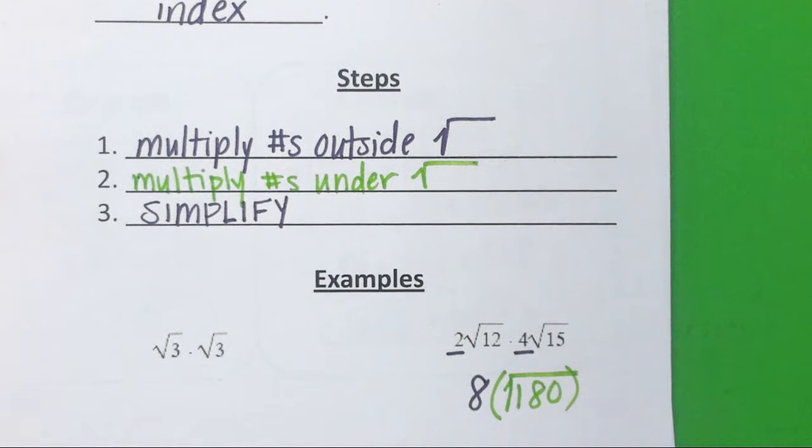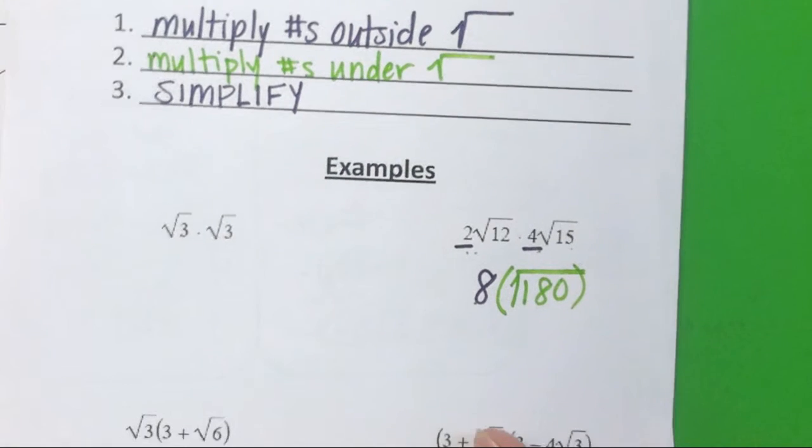Okay, so let's talk about what I'm doing. I multiplied the numbers on the outside, so I did 2 times 4 and got 8. I multiplied the numbers on the inside, so I did 12 times 15, and I got 180, but notice the radical symbol didn't leave me. It's square root of 180.